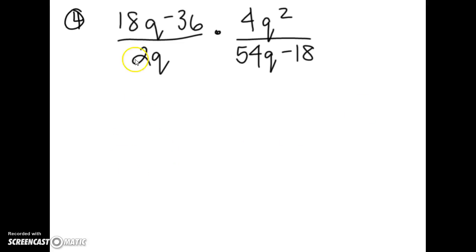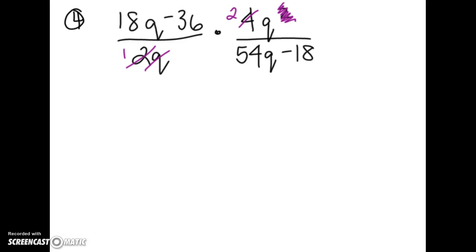All right, here we go. Number 4, 18q minus 36 all over 2q, times 4q squared all over 54q minus 18. Is there anything I can simplify out right away before I even start? The answer is yes. Look at 4 and 2 makes 1 and 2. How about q squared over q? Because there's not a plus or minus, these guys I can simplify. So I've got 1q on the bottom. That cancels one of the q's out on top. So I'm just left with a 2q there.